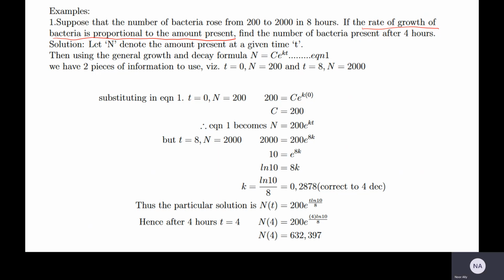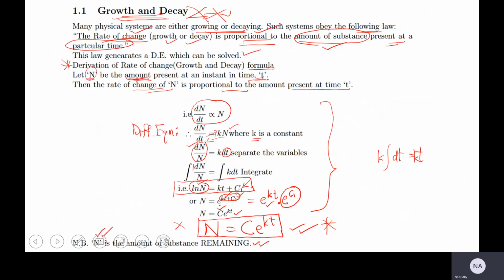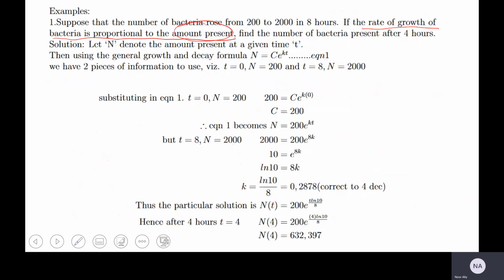In other words, when we look at any growth and decay, the rate at which it grows or the rate at which it decays depends on the amount present at a particular time. That's how we generated these formulas. It's proportional to the amount of substance present at a particular time. So that's a very important statement.